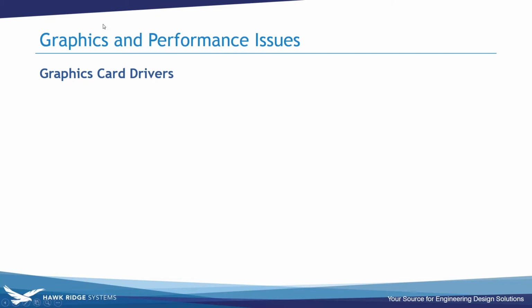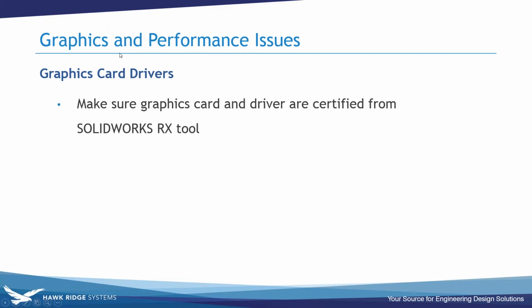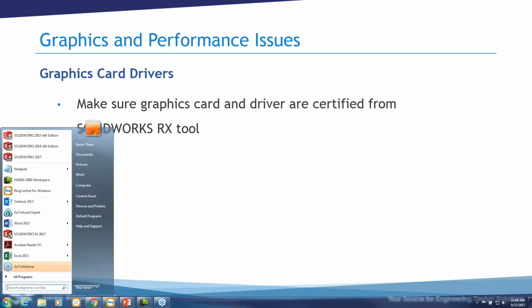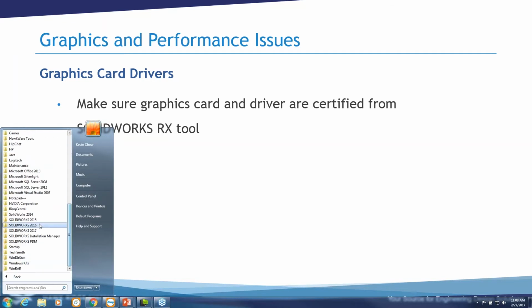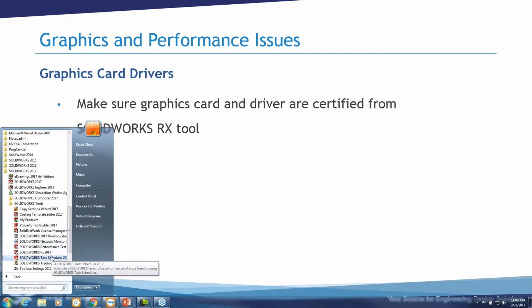And the way you can check to see whether or not your graphics card and driver are certified is using the SOLIDWORKS RX tool. And you can actually access that through any machine that has SOLIDWORKS currently installed at the moment. So if you go to your Start menu here, and then you go to All Programs, and down to SOLIDWORKS here, and you have your SOLIDWORKS tools, and you can go ahead and just launch the SOLIDWORKS RX tool.